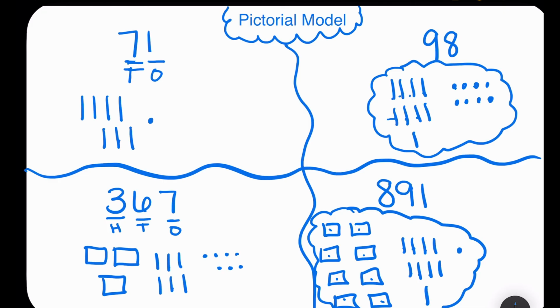Thank you so much for joining me today. Good job working on place value. This is called a pictorial model. A pictorial model is a picture of the base 10 blocks you would use to build that number.